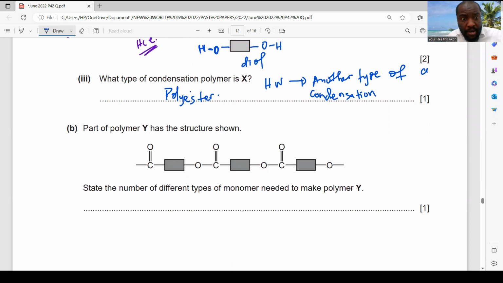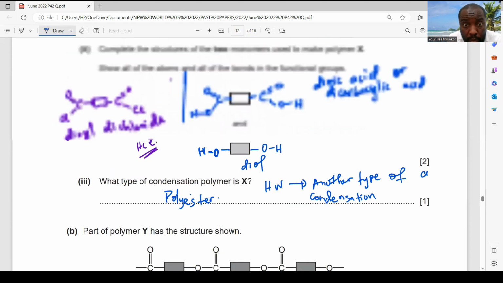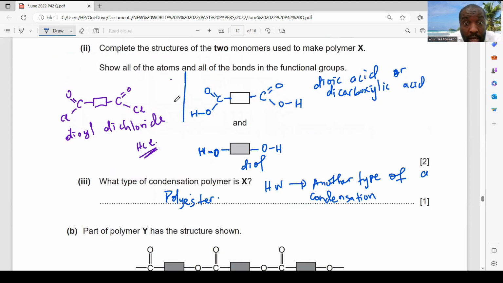We move to the B part. It says, part of polymer Y has the structure shown. State the number of different types of monomer needed. Now, how many types of monomer are here? Let's come up here first. We see that there are two types of monomers. So this polymer has two types of monomer.